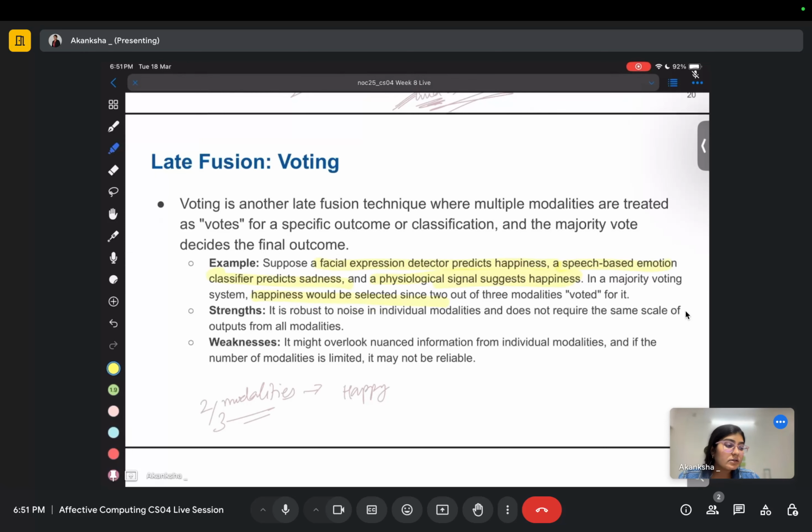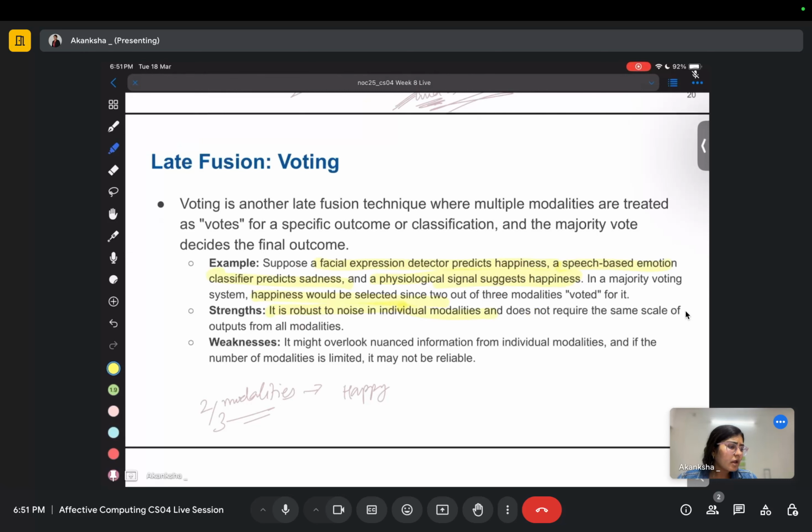Its strength is, like in the previous example, the audio modality did not contribute much, and even made it worse. But in this case, if you take the majority, and let's say there are other modalities as well, it is robust to noise. If one modality is somehow corrupted and giving you the wrong result, but the majority are giving you the right one, the right label will be assigned.